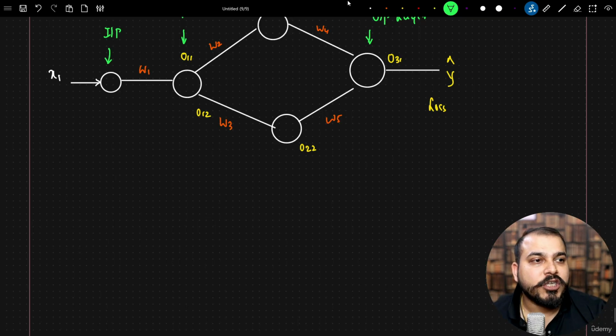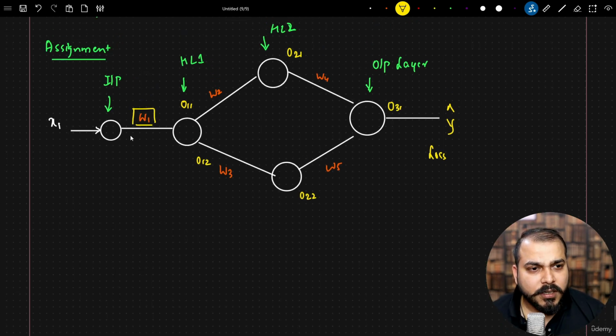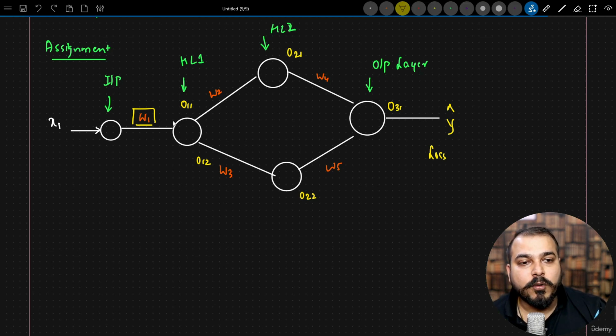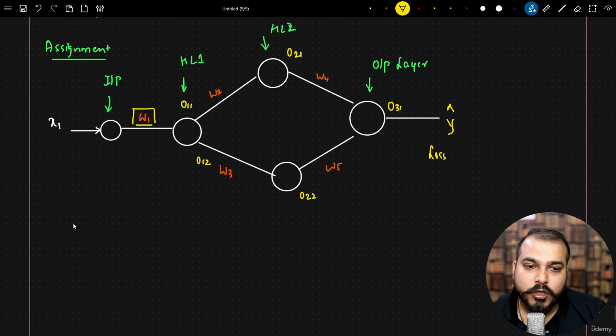So the assignment question is, how do you update W1 new? Okay, so this is W1. So here I need to find out this one. Now this is very important. Loss is dependent on O31. O31 is dependent on O21 also, O22 also. O22 is dependent on O12. O21 is dependent on O11. And these both are dependent on W1. So how do you think?